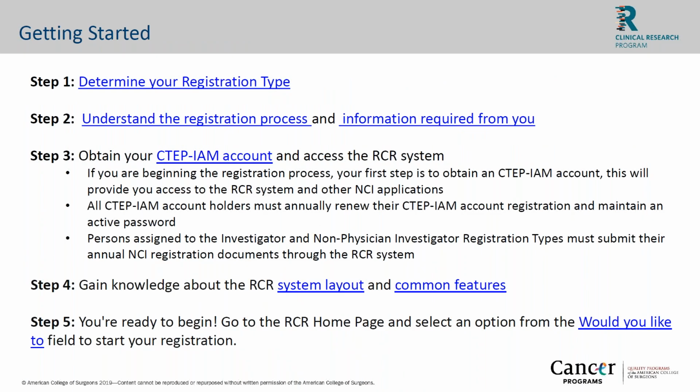In order to begin, please first determine your registration type. We then ask that you work to understand the registration process and the information required from you. This process will begin by obtaining your CTEP Identity Access Management account and you accessing the RCR system. You will then gain knowledge about the RCR system layout and common features, and then you'll be ready to begin.